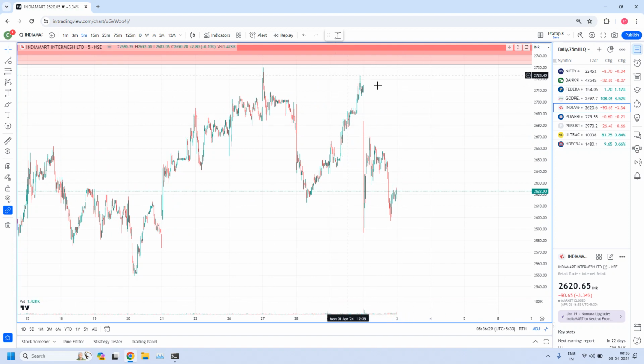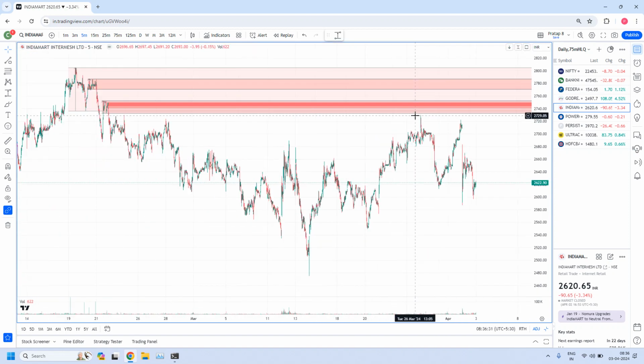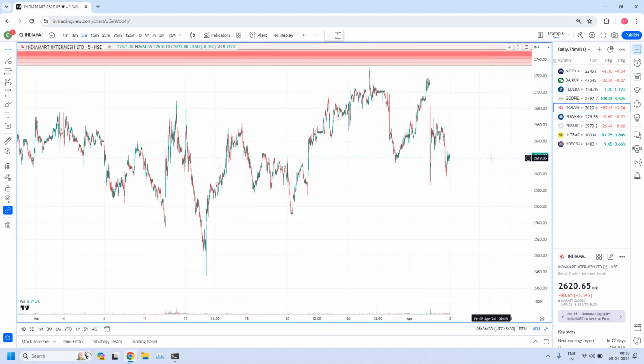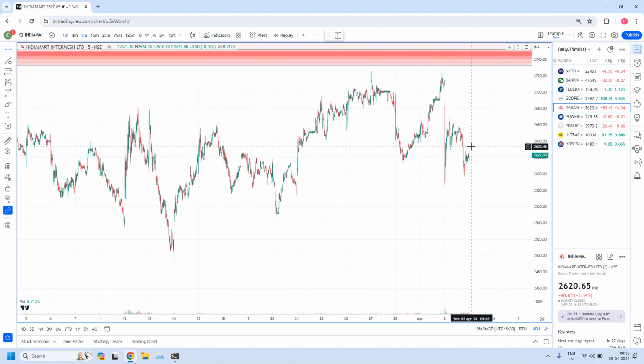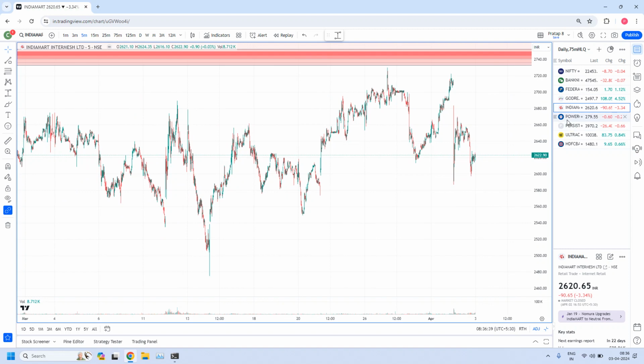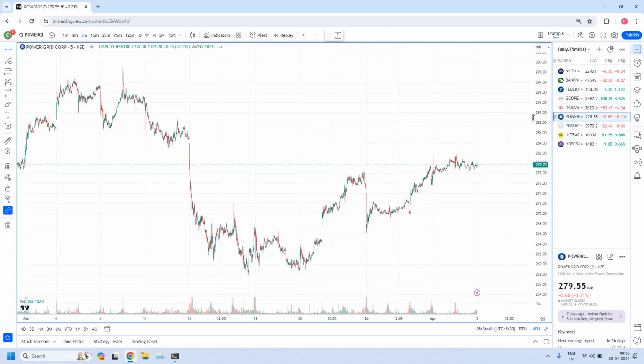And prices haven't entered into the fine tuned area so far. So it is a fresh zone. Even today also prices did not enter. That means we didn't get a trade. And next one is Power Grid Corporation.